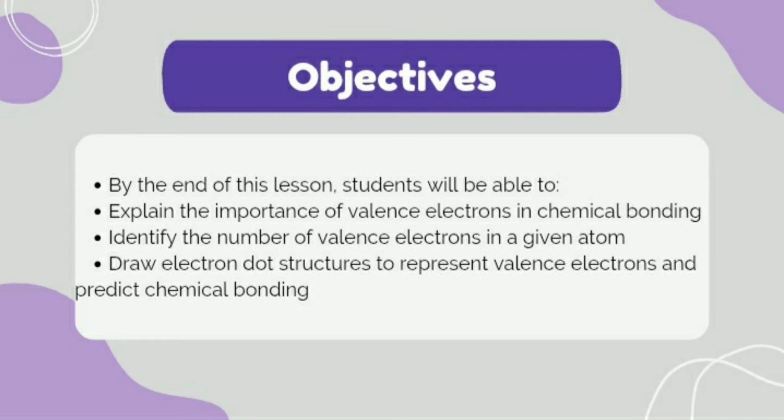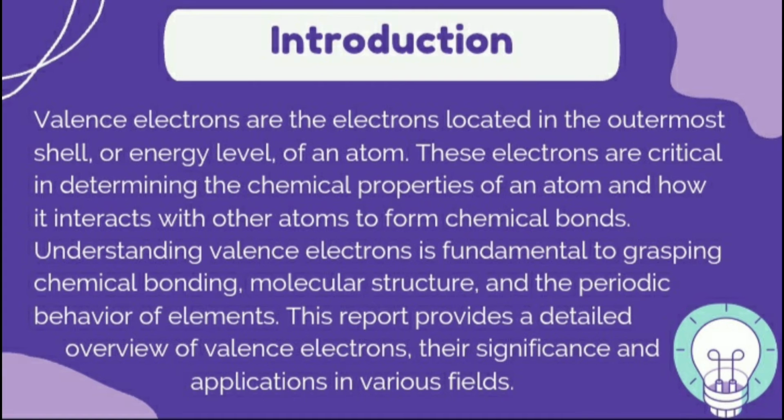By the end of this lesson, students will be able to explain the importance of valence electrons in chemical bonding, identify the number of valence electrons in a given atom, and draw electron dot structures to represent valence electrons and predict chemical bonding. So ano nga ba ang valence electrons?